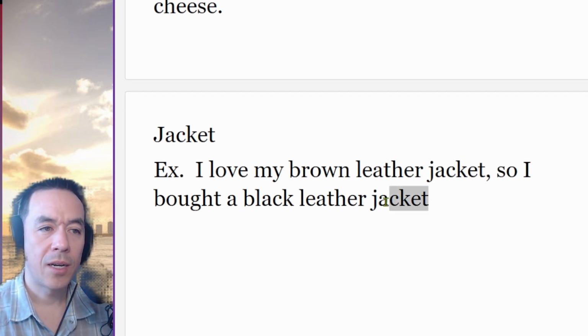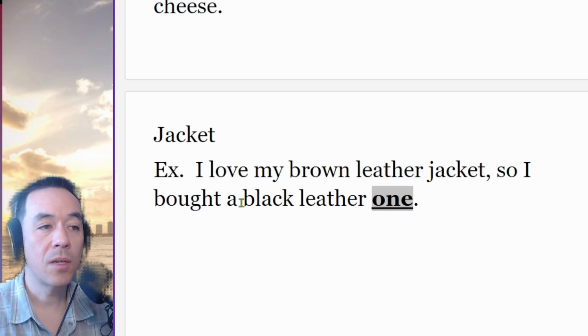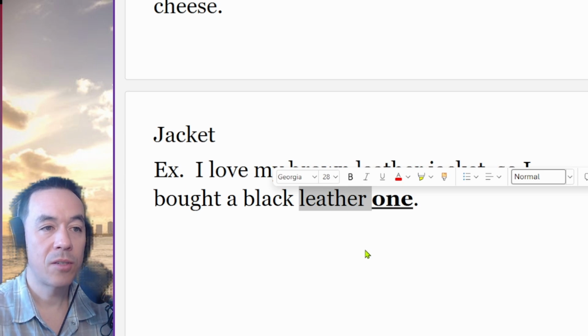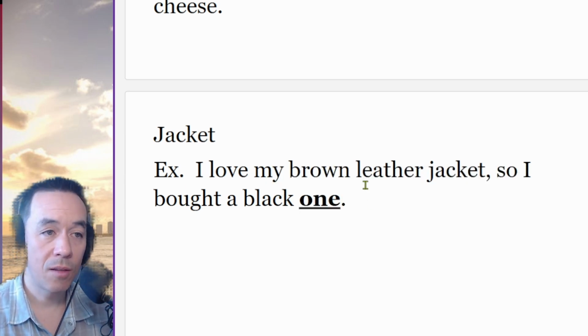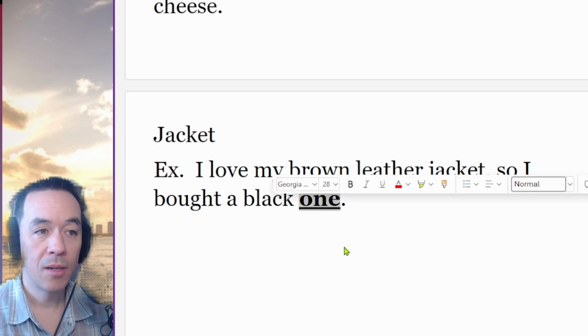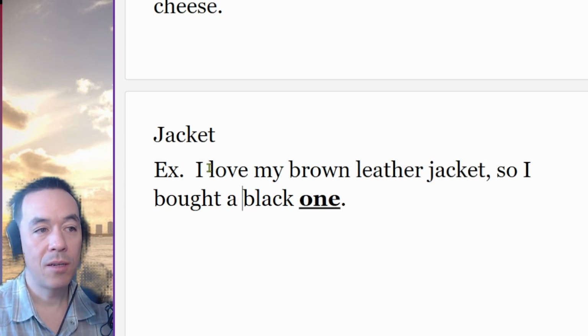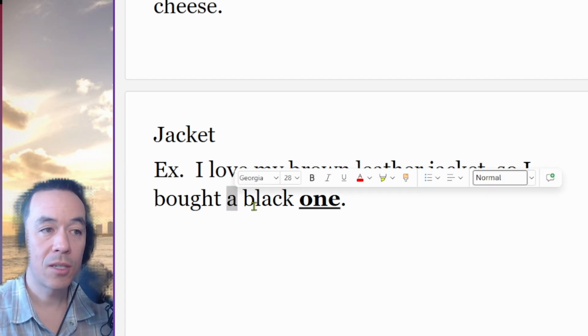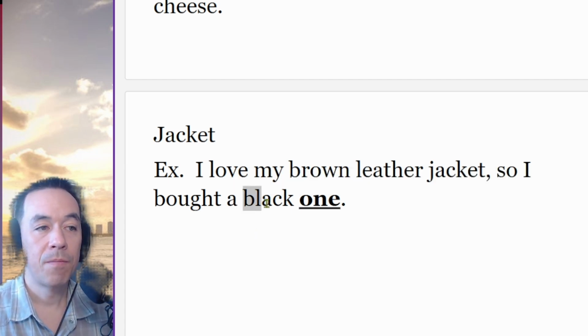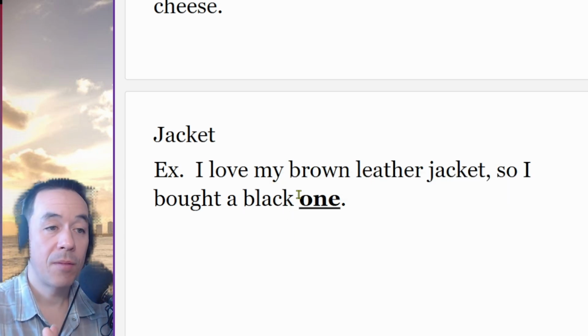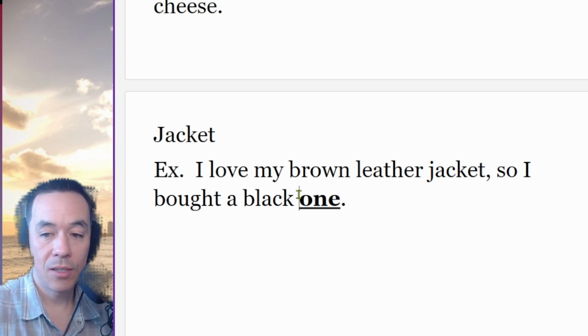So for jacket, we might say one, we know. And a black leather, we could say leather jacket. So both of these leather jacket goes to one. But black, maybe we need. I love my brown leather jacket, so I bought a black one. Yeah, maybe that's what I would say. First time mentioning. Yeah. Okay.